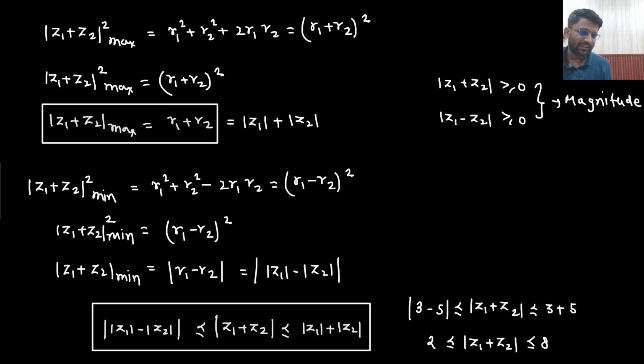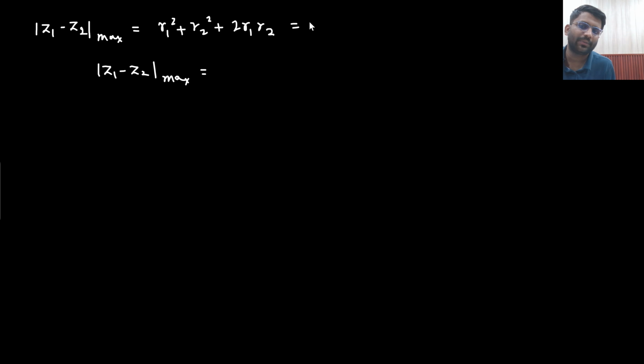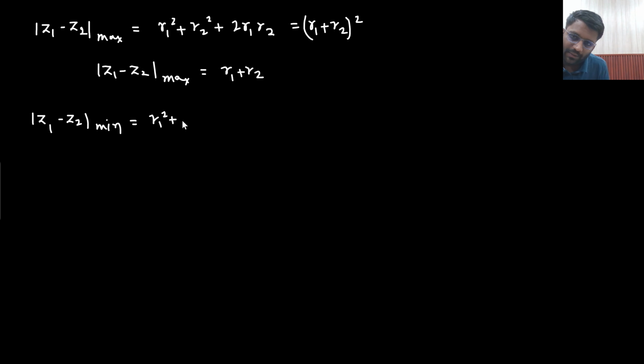Sir, the maximum value of Z1 minus Z2 is coming out to be R1 plus R2 only, because this is becoming R1 plus R2 whole square. And what about the minimum value? If you need the minimum value, then R1 square plus R2 square minus 2 R1 R2, which is R1 minus R2 whole square.